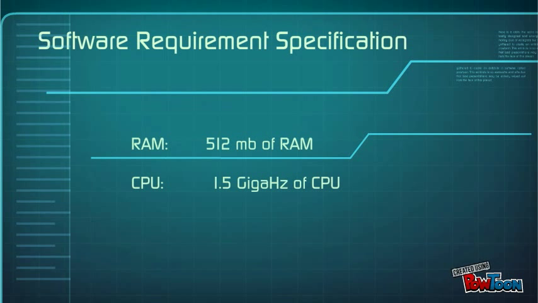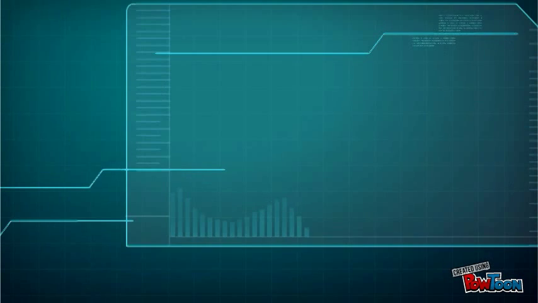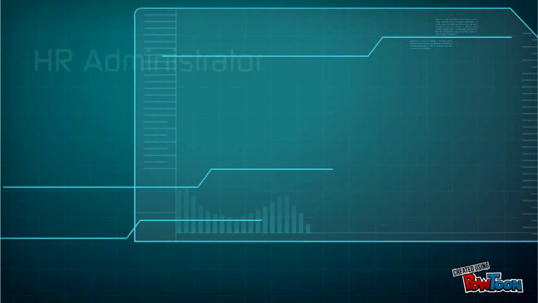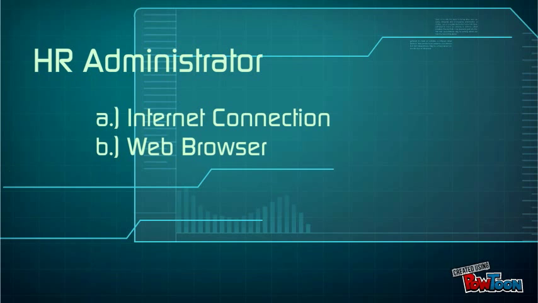For the requirement specification, the minimum RAM requirement is 512 MB of RAM while the minimum CPU requirement is 1.5 GHz. The IT administrator needs to have the following in order to run the system. The HR and employees should only have internet connection and a web browser.